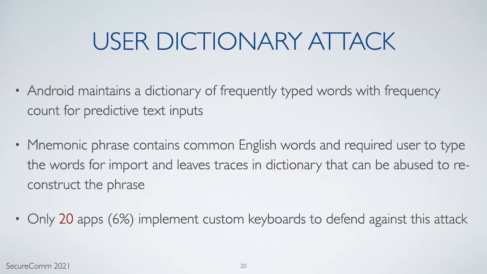For providing predictive text inputs, Android maintains a dictionary of frequently typed words of the user's choice. According to the Bitcoin protocol, the mnemonic phrase contains English words, and most apps take mnemonic phrase input via the default keyboard. This action leaves traces of the mnemonic phrase in the dictionary and can be exploited to reconstruct the mnemonic phrase. Only 20 apps implement custom keyboards to defend against this attack.